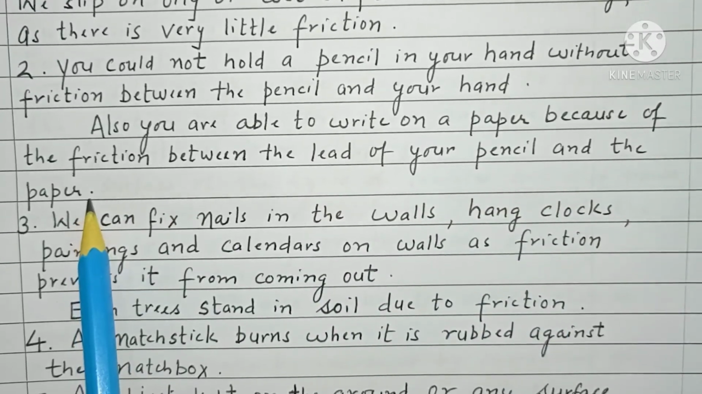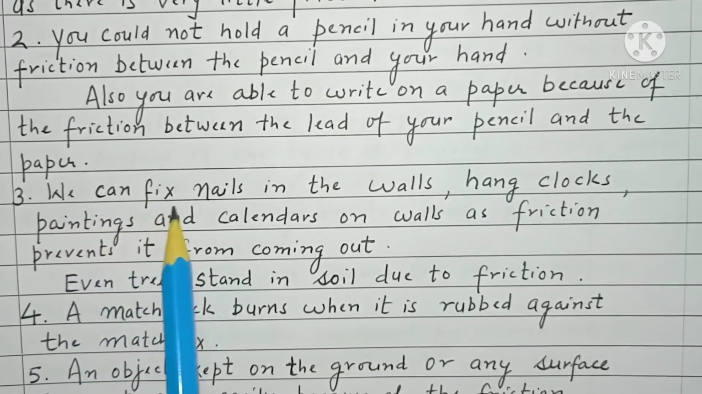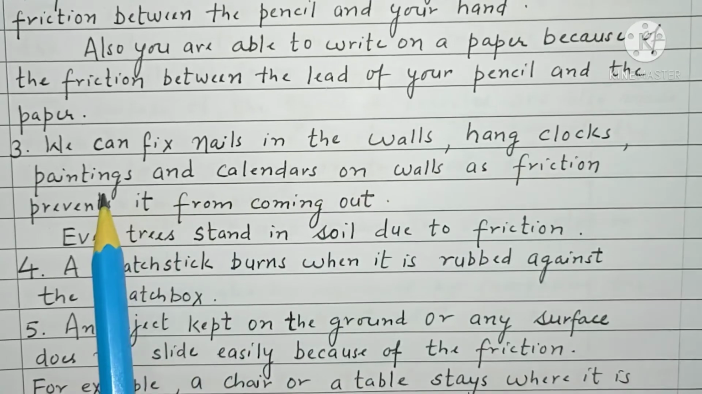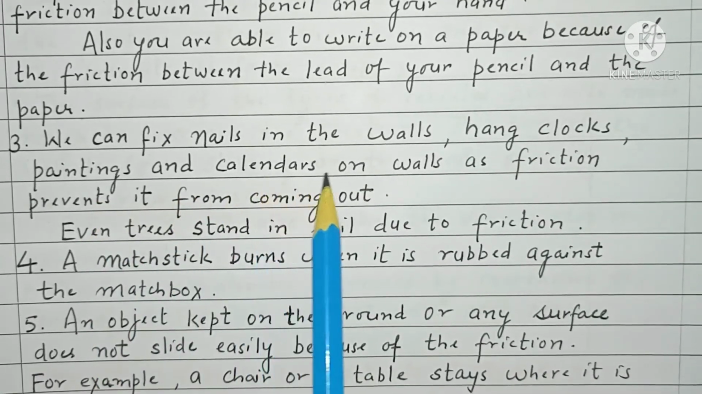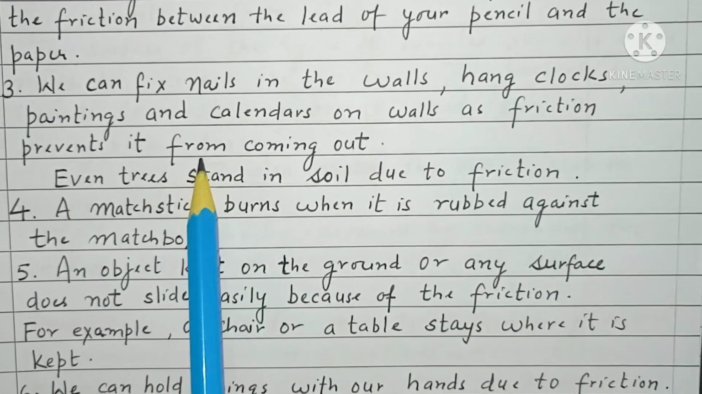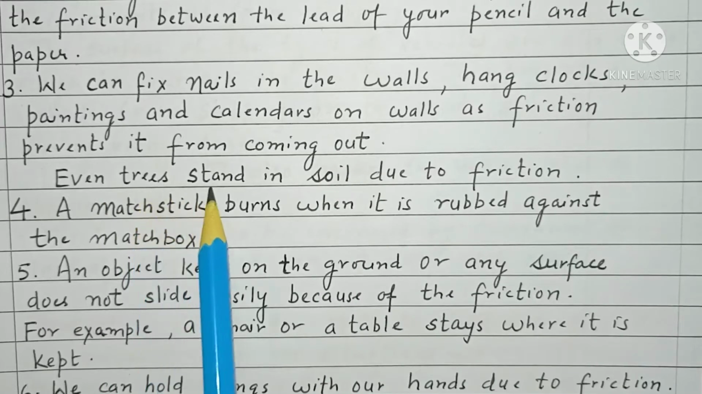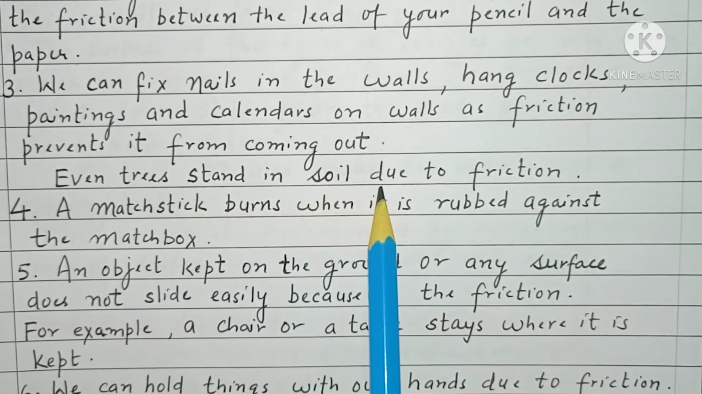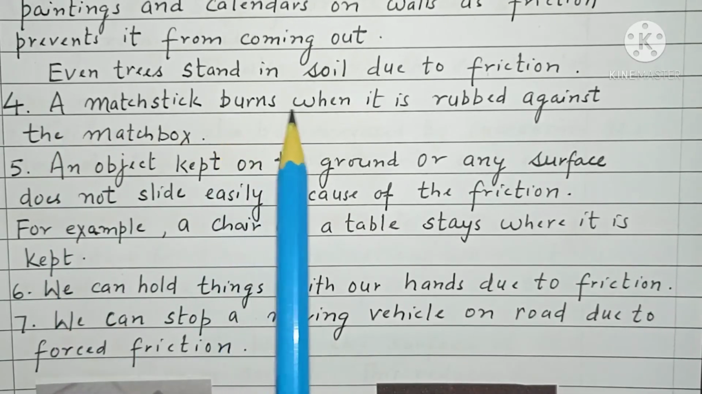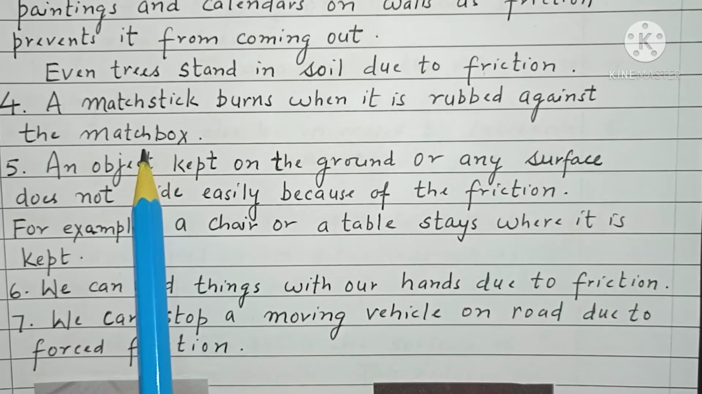the paper. The third point is we can fix nails in the walls, hang clocks, paintings, and calendars on walls as friction prevents it from coming out. Even trees stand in soil due to friction. A matchstick burns when it is rubbed against the matchbox.